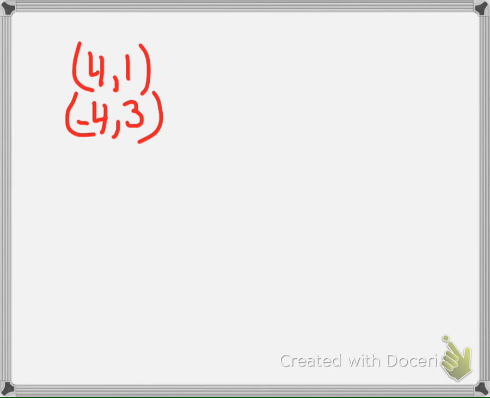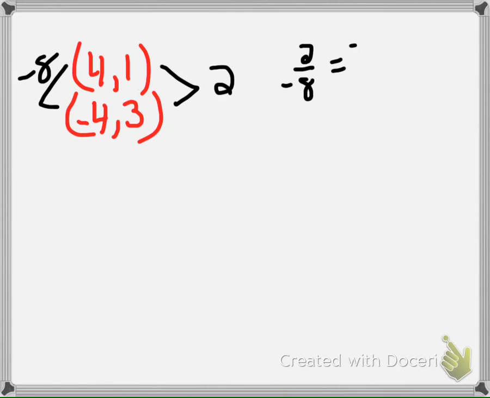Number 3. Again, you should not be watching me do this. You should be just checking your own work. 1 to 3, that is equal to 2. 4 to -4 is -8. 2 over -8 is the same as -1/4.